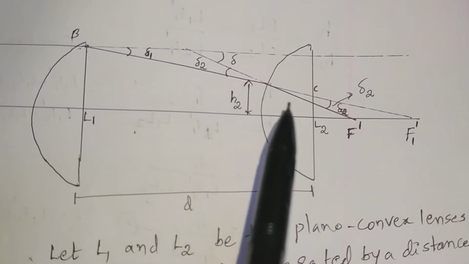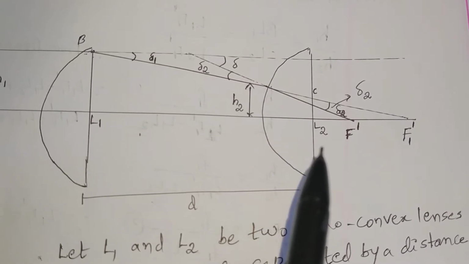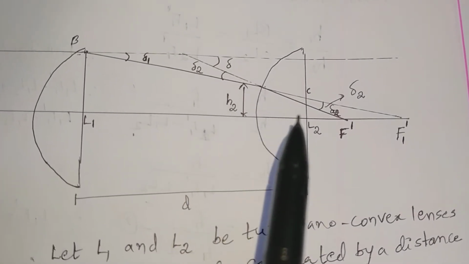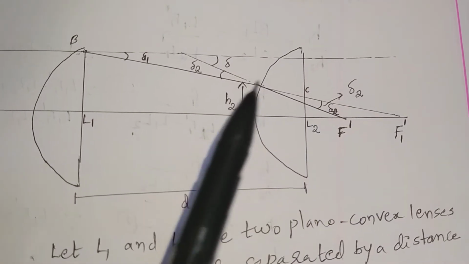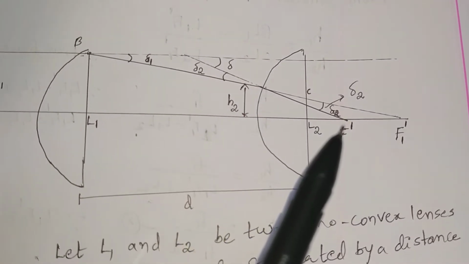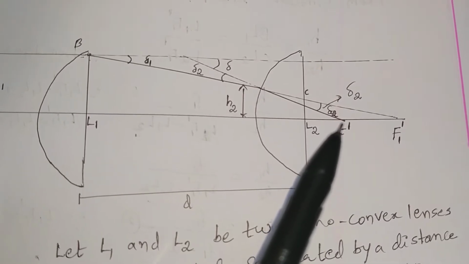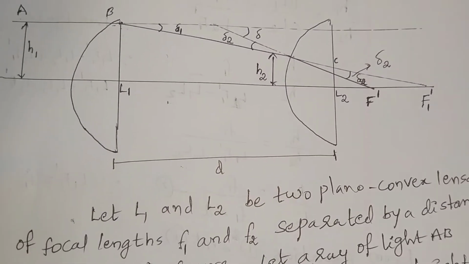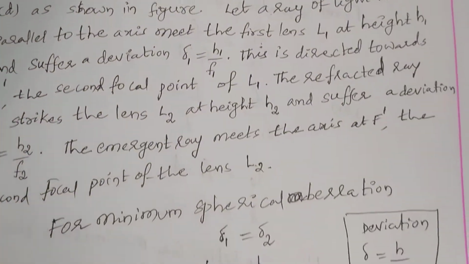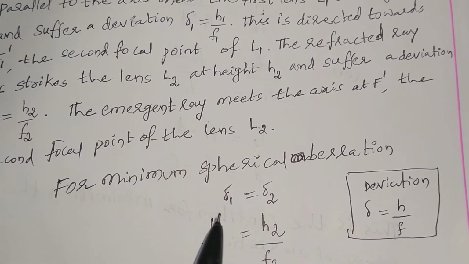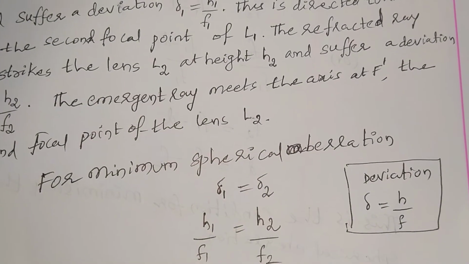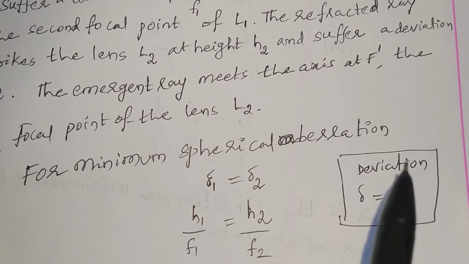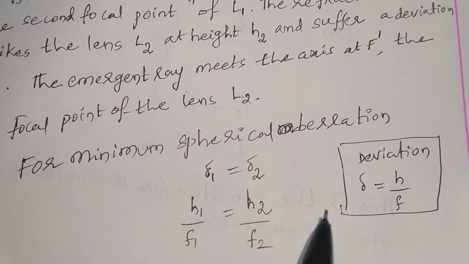The refracted ray BC strikes the lens L2 at height h2 and suffers a deviation. The emergent ray meets the axis at f dash, which is the second focal point of lens L2. For minimum spherical aberration, delta 1 is equal to delta 2, so the deviation delta is equal to h by f, height of the object by focal length of the lens.